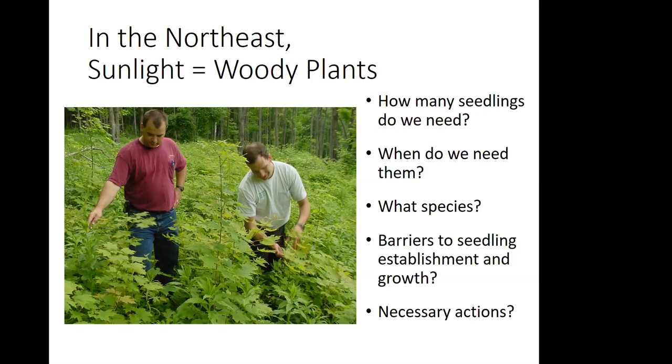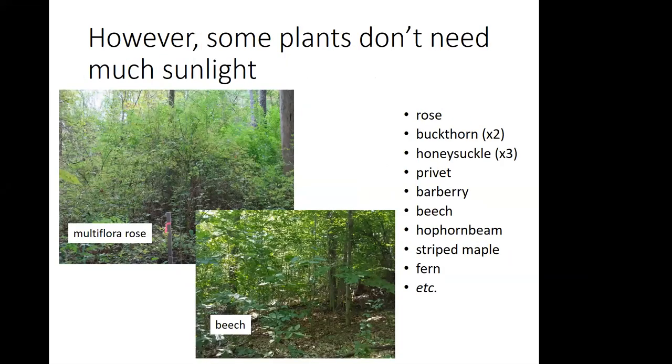If we think about a forest as a community of individual stems, and eventually that community senesces and can be replaced either on a small scale or a large scale, when in the lifespan of that community of trees do we need those seedlings to show up? What species are appropriate? What are the barriers to getting them to establish? So getting the seeds on the ground and then the seeds to germinate and then eventually grow. And then what actions are associated with increasing the success of these efforts for regeneration.